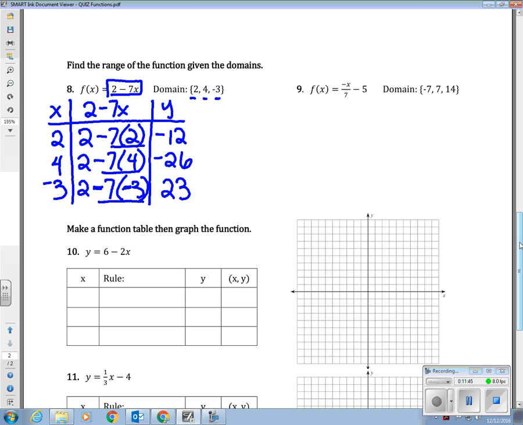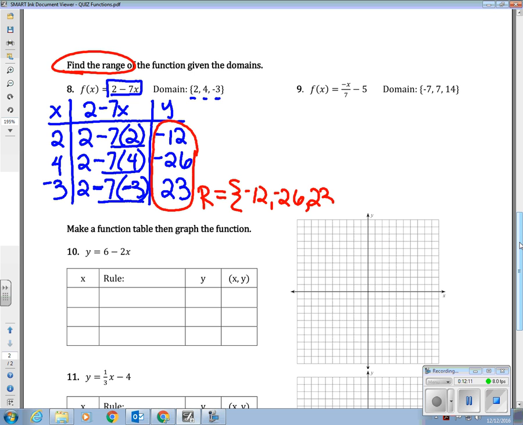Here's the other thing people did not do. Again, proper notation. This is what they're asking me. Find the range. This technically right here is my range, but this is not how I leave my answer. Remember, I have to actually physically write R equals brace. Make sure you have the braces. Now I can put these numbers: negative 12, negative 26, and 23. And then end my brace. I have to make sure that I rewrite my problem so that this is actually my final answer. If I leave it in the table like I had it, it will be marked wrong, even though all of these are correct.